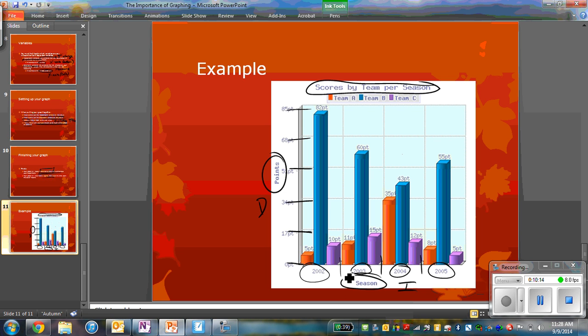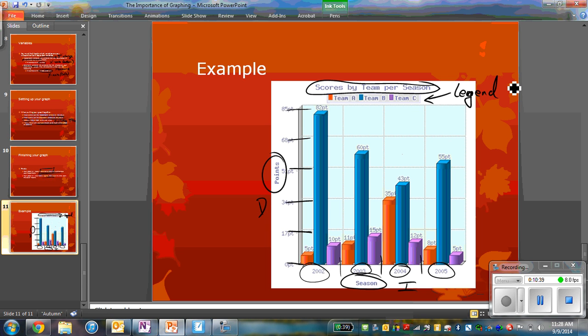So it looks like Team B has gotten worse over time, whereas Team A got a little better and peaked in 2004, but then decreased again in 2005. By the way, right here, this is our legend. Okay? Because we're comparing three teams together, we need to have them as different colors.